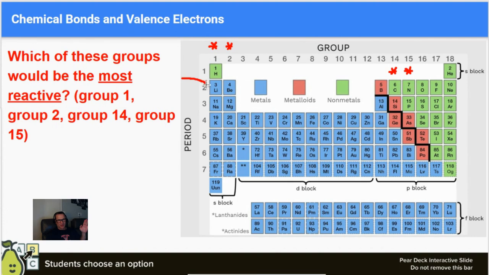It's going to be your group 1, the alkali metals, because they only have one valence electron. Take sodium, for example. It's got one. But if it gets rid of that one valence electron, now it's going to fall down to the next shell. It's going to have the same outer shell as neon does. Because if it loses its one outer electron, the very next energy level of electrons is totally filled. So sodium, these guys right here would be the most reactive because they are the closest to achieving a full outer shell of electrons.